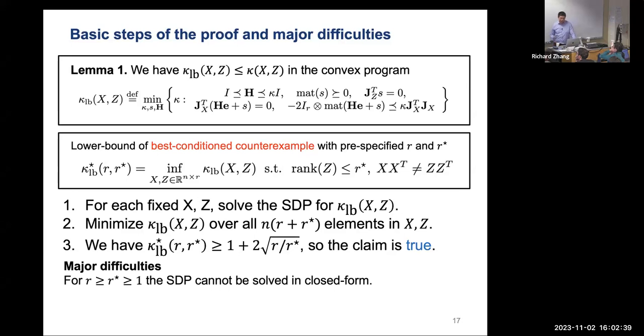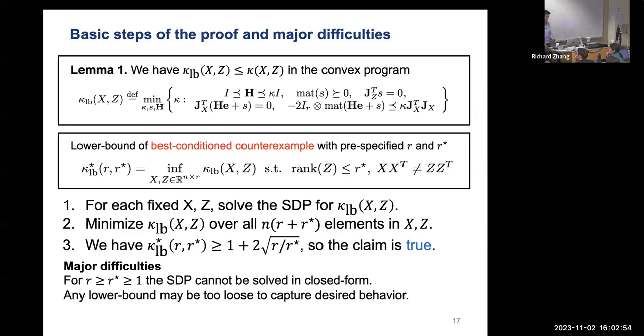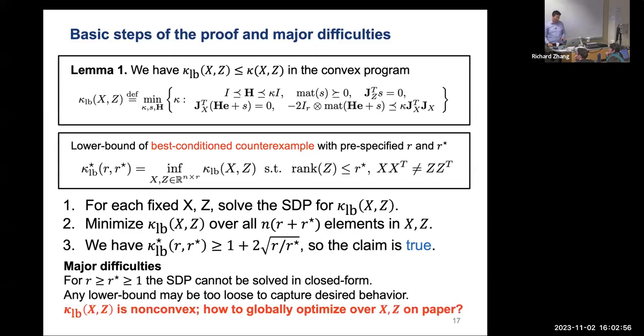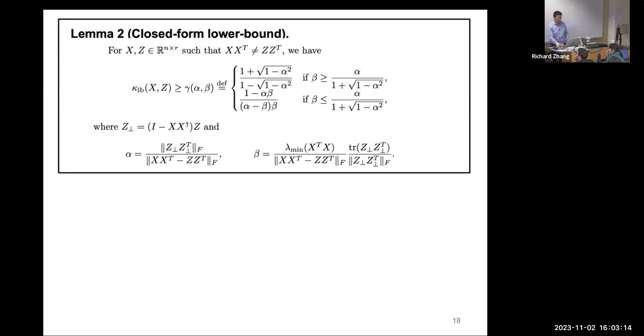So the major difficulty one is that you want to solve this so you can optimize it over all pairs, but you can't really solve it in closed form. The second difficulty is if you try to lower bound the SDP, then the lower bound might be too loose and you can't prove this statement. And the third difficulty, and this is really a big one, is even pretending that you can solve this, you still have to optimize over all n r plus r star elements in these two possible matrices, and you have to do it on paper to actually prove a theorem. So, these are very major difficulties, how do you overcome these?